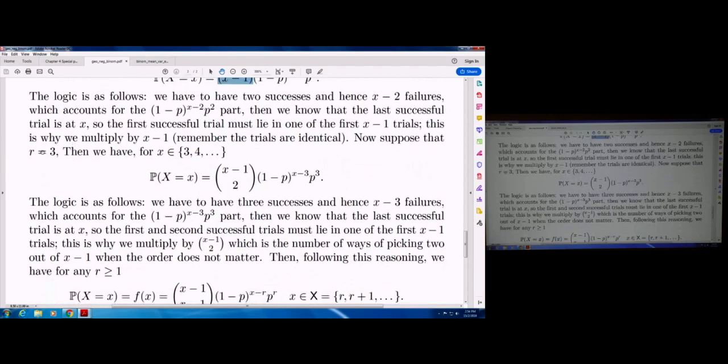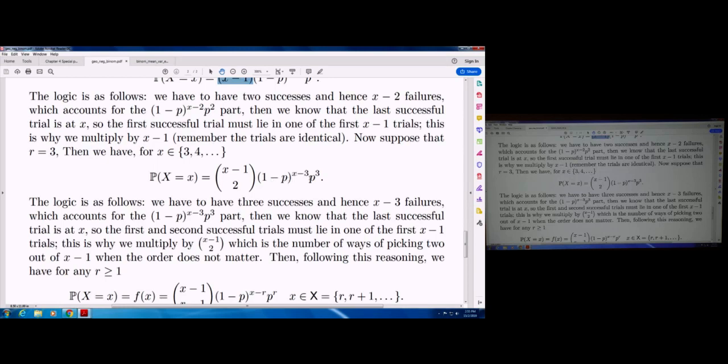Now, let's look at the case r is equal to 3. I flip my coin until I get 3 heads. So we know that the number of trials in order to achieve 3 heads must be at least 3. It could be 4, it could be 5, and so on and so forth. And I claim that the probability mass function in this case is going to be (x minus 1 choose 2) times (1 minus p) to the x minus 3 times p cubed.